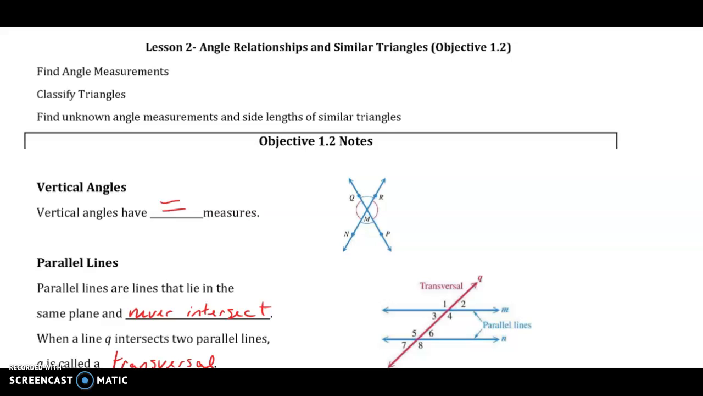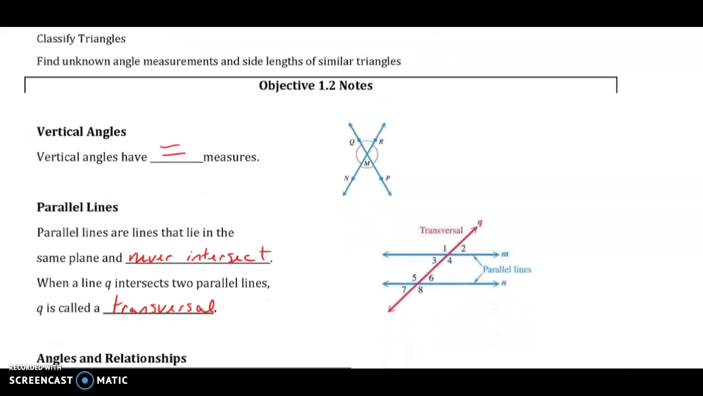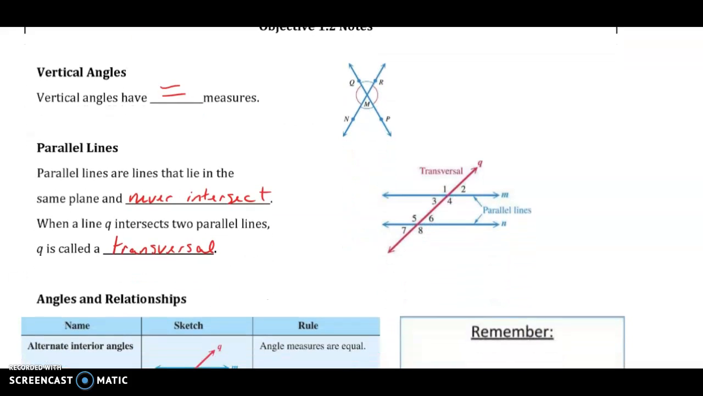Hey guys, welcome to lesson 2 in unit 1, and we are going to go over a lot of triangle properties today and angle relationships. A lot of this is going to be review for you, so this will go pretty quickly. I've already filled in the fill-in spots here. So vertical angles have equal measures, parallel lines never intersect, and this is called the transversal when it cuts through parallel lines.